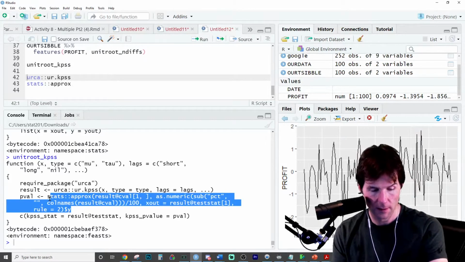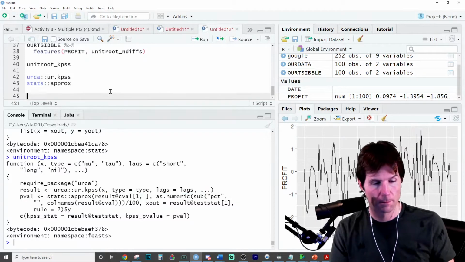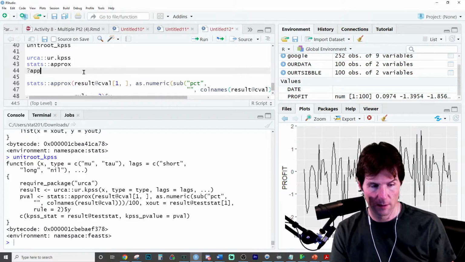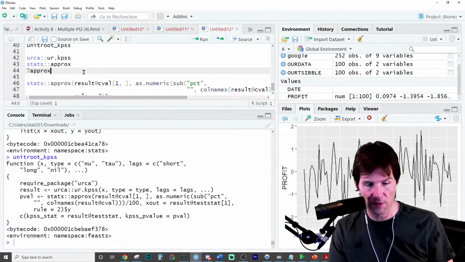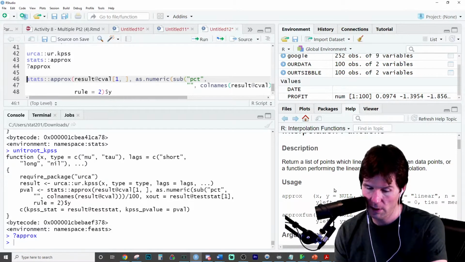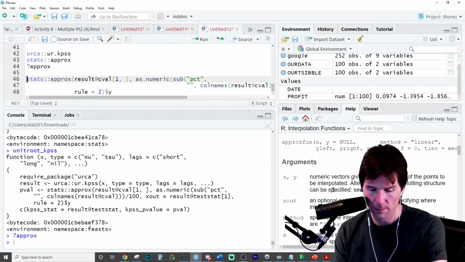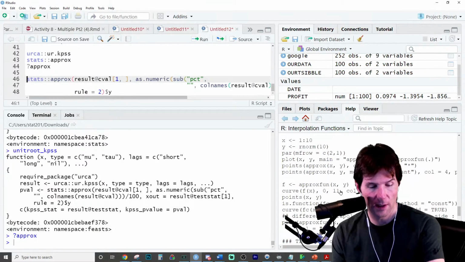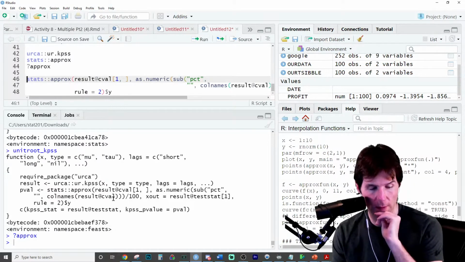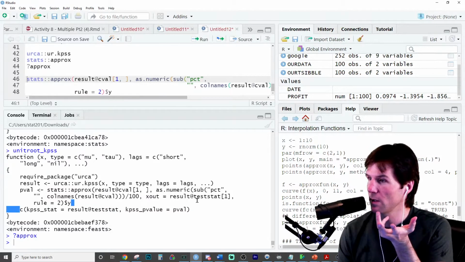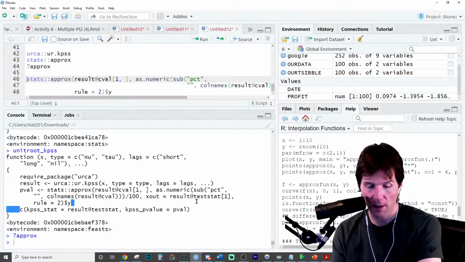So, let's take this. So it's running stats approximation. I never run approx from the stat package. Interpolation function. Return a list of points where... And when you get to URCA, you actually get to the C value stuff. Yeah, the result of the C value. Why doesn't it just give us the p-value? It's weird. I don't like it.